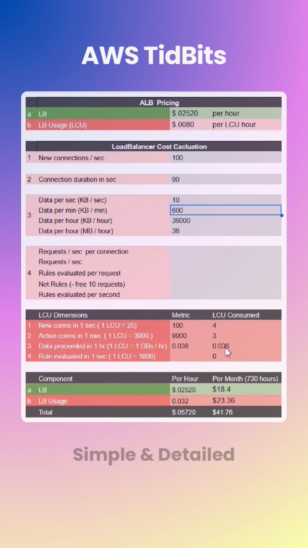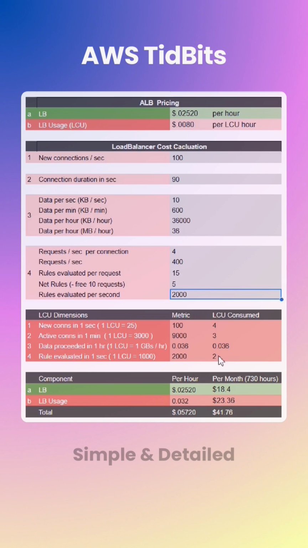Next, the calculation for rules evaluated. Let's say there are 4 requests per second per connection. That is 400 requests per second, as we have about 100 connections in a second. And let's say there are 15 rules evaluated for each request. We get about 10 free rules evaluations. So the effective number of rules is 5. So that gives us about 2000 rules evaluated per second. One LCU is 1000 rules evaluated per second. So in our case, we have about 2 LCUs consumed.